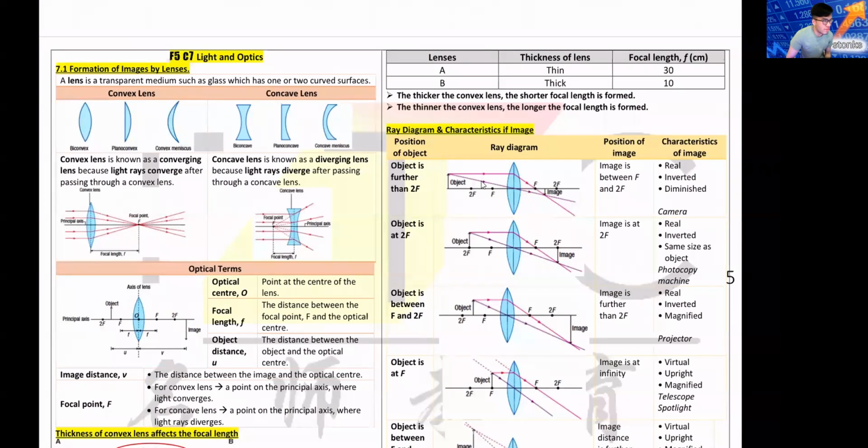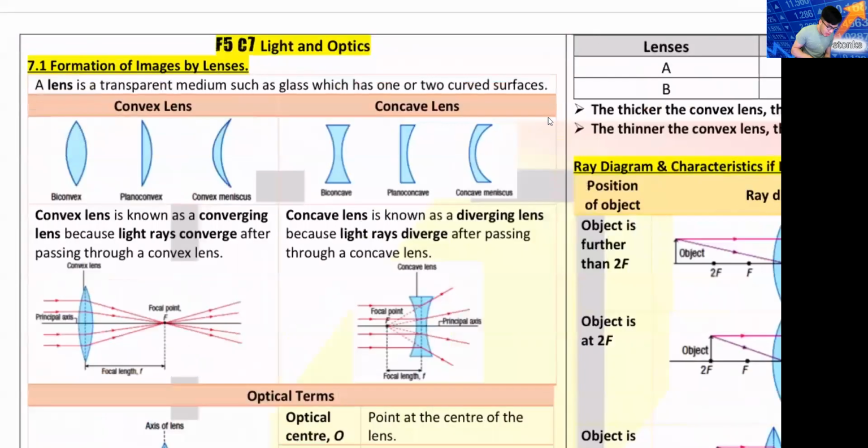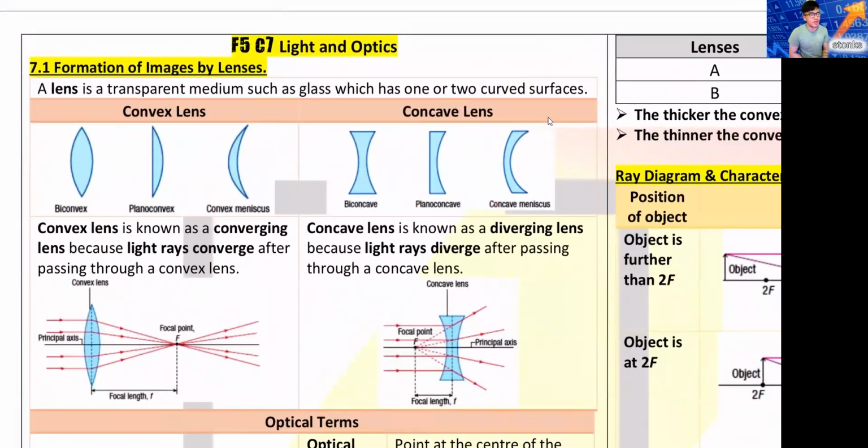This is our Form 5 chapter 7, light and optics. I would say this is a very simple chapter. Nothing to memorize. It's all about drawing. It's all about drawing.